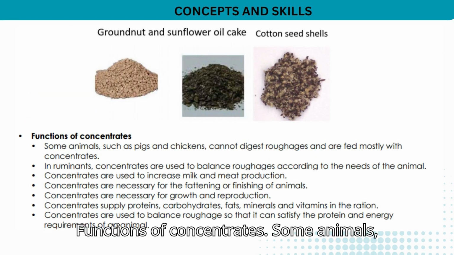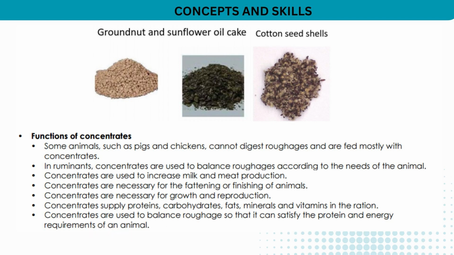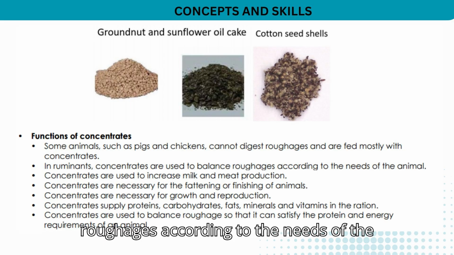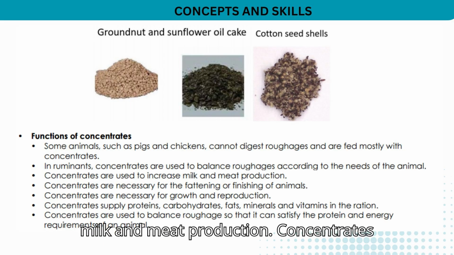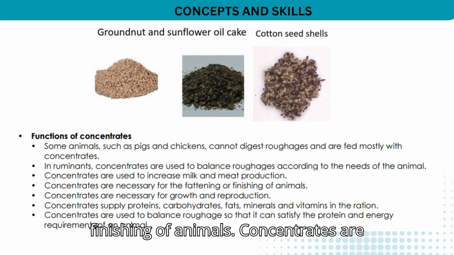Functions of concentrates. Some animals, such as pigs and chickens, cannot digest roughages and are fed mostly with concentrates. In ruminants, concentrates are used to balance roughages according to the needs of the animal. Concentrates are used to increase milk and meat production. Concentrates are necessary for the fattening or finishing of animals.